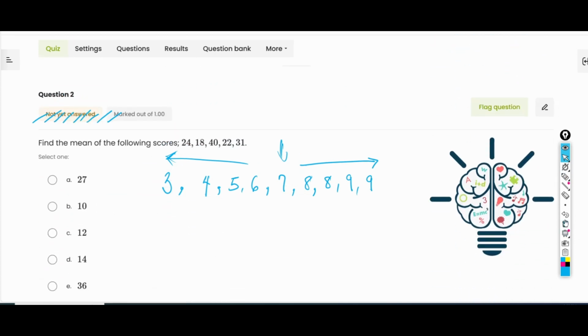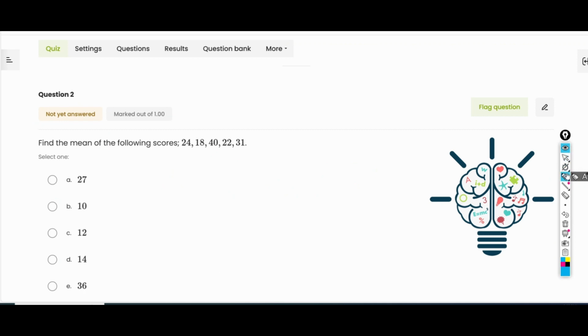All right, so the next one says, find the mean scores of the following numbers. The mean is the average, right? It's the sum of terms over the number of terms. So the sum of terms is 24 plus 18 plus 40 plus 22 plus 31, and this will be divided by how many there are, which is 5.